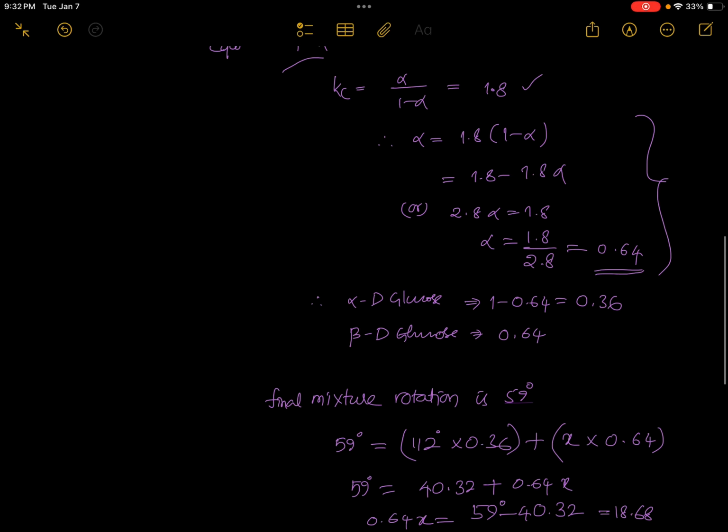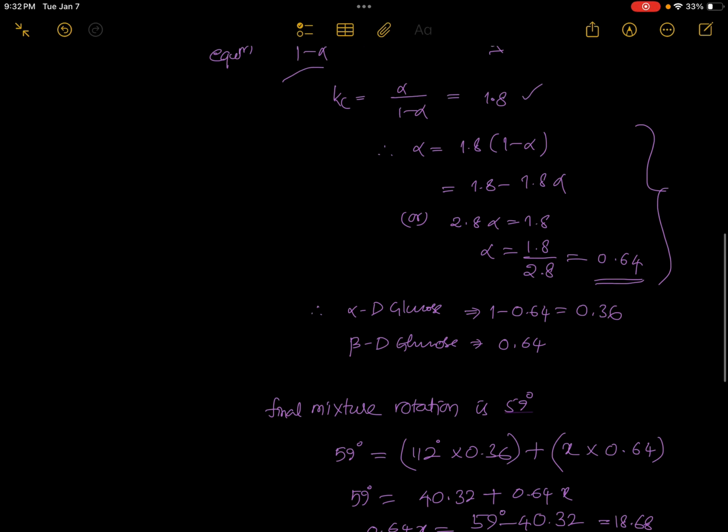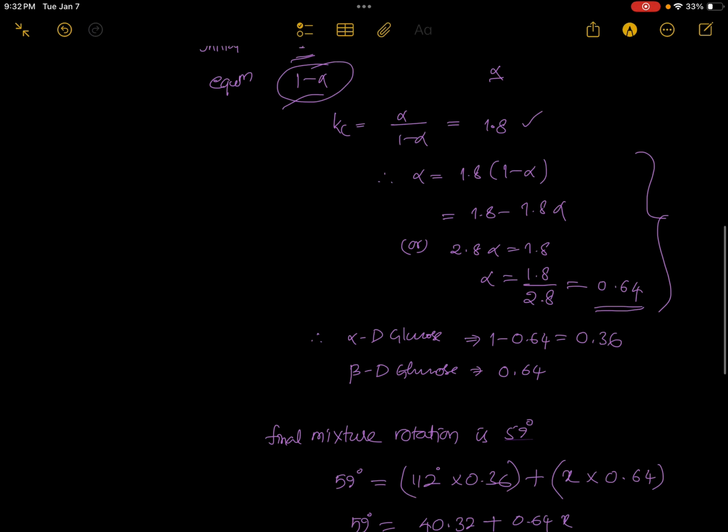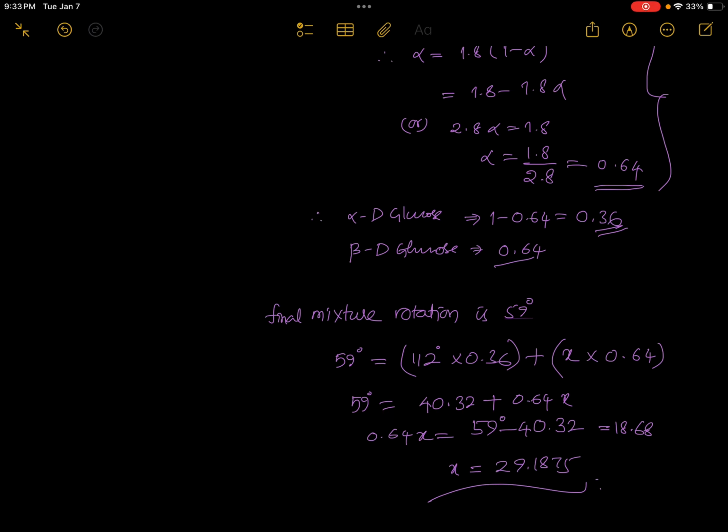Now alpha D glucose, here it is mentioned concentration at equilibrium alpha D glucose is 1 minus alpha, right? So 1 minus alpha is nothing but 0.36 and beta D glucose is alpha, that is nothing but 0.64. Now final mixture rotation is given as 59 degrees in the question. So 59 degrees is equals to 112 degrees into 0.36, the fraction remained in the equilibrium solution. Alpha D glucose is 0.36 and beta D glucose is 0.64.